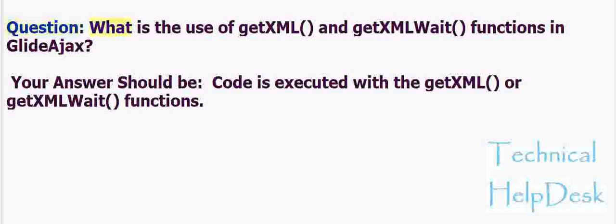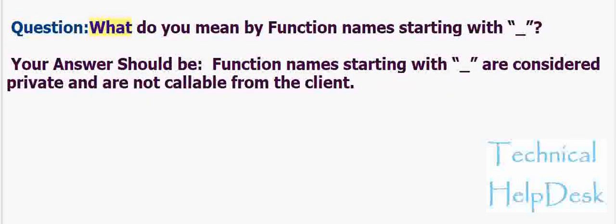Question: what is the use of getXML and getXMLWait functions in Glide Ajax? Your answer should be, code is executed with the getXML or getXMLWait functions. Question: what do you mean by function names starting with underscore? Your answer should be, function names starting with underscore are considered private and are not callable from the client.